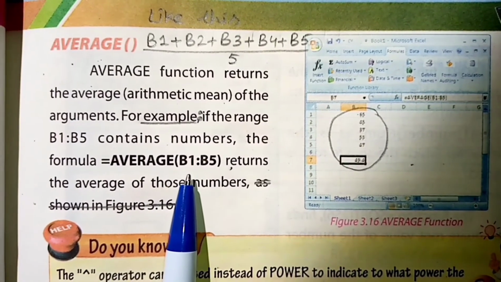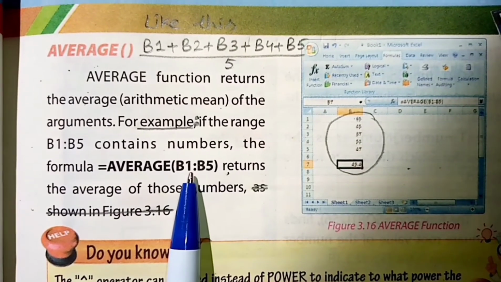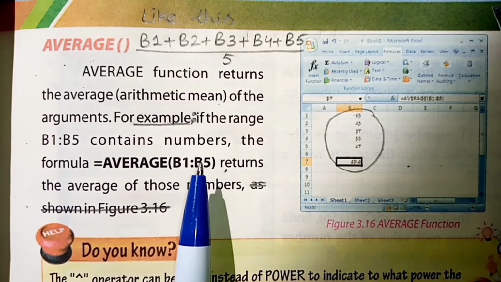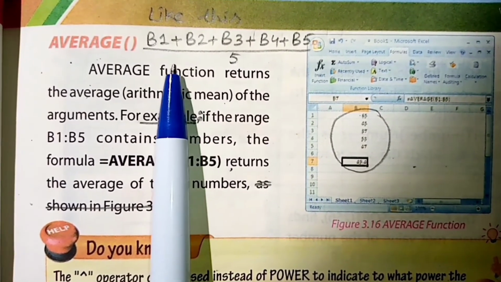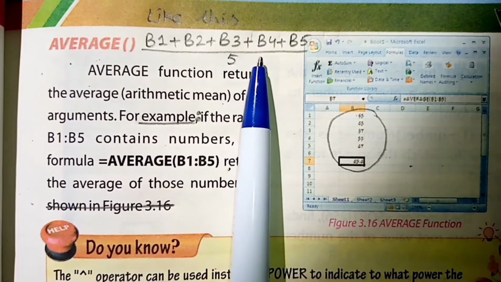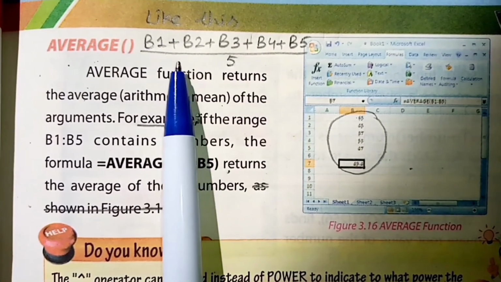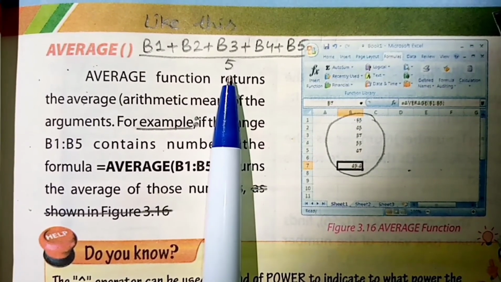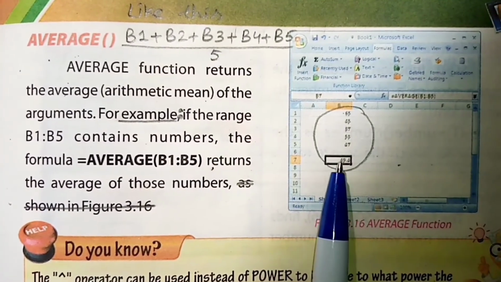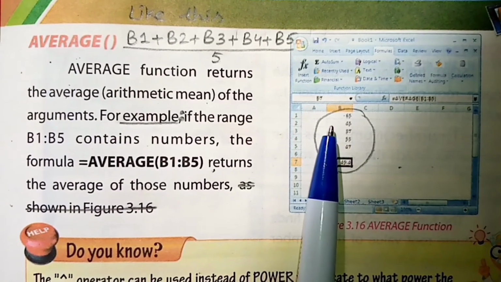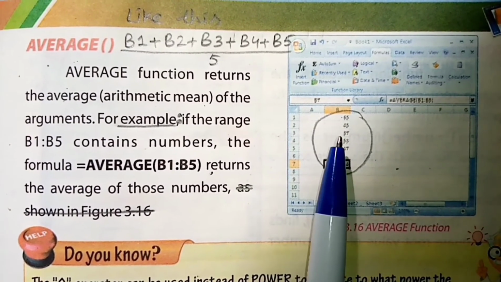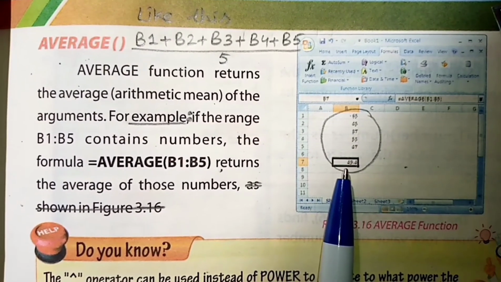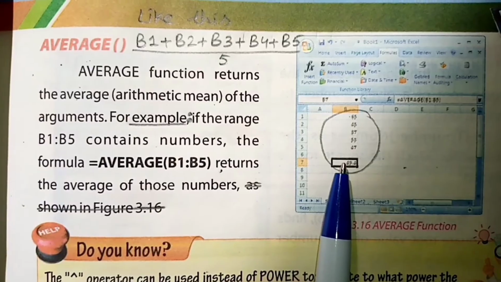This function of average will calculate the arithmetic mean of all the data values written in the cells b1 to b5. Just like this, b1 plus b2 plus b3 plus b4 plus b5, sum of all the data values in the cells b1 to b5 divided by total number of cells or total number of data values. Students, here in this figure we can see that data values are written in the cells b1 to b5 and the average or arithmetic mean is calculated in the cell b7.